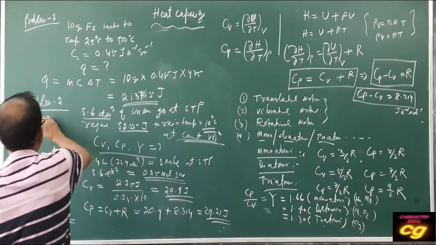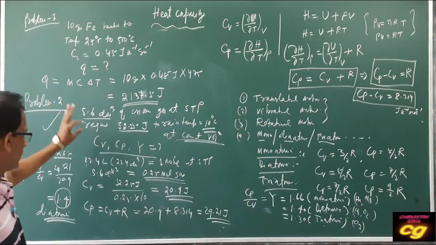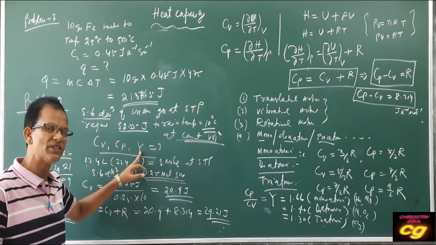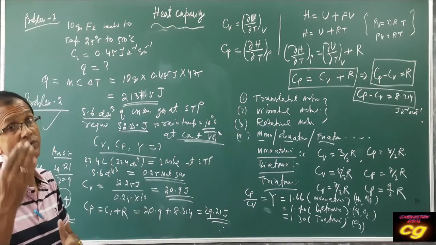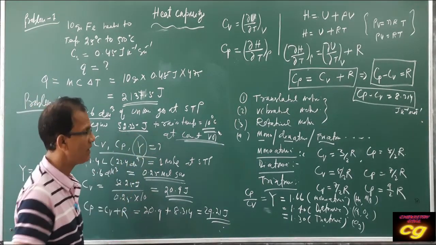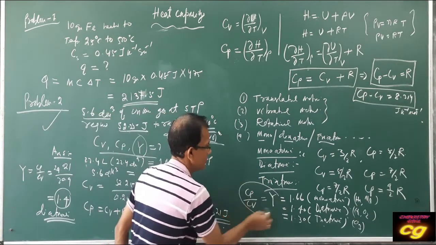So this was the question: what is the value of Cv, what is the value of Cp, and what is the atomicity. Atomicity means gamma. We can know the atomicity of a gas, whether monatomic or diatomic, from the gamma value. Gamma is Cp by Cv.